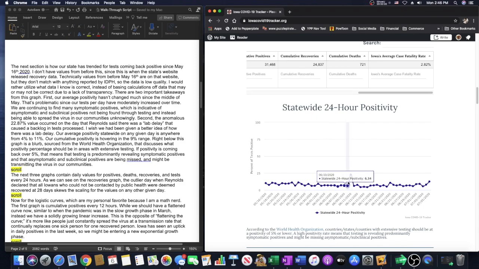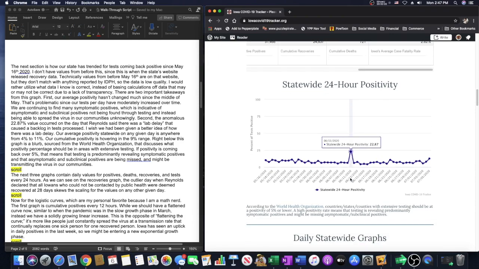Second, the anomalous 22.87% value occurred on the day that Reynolds said there was a lab delay that caused a backlog in test processing. I wish we had been given a better idea of how there was a lab delay. Our average positivity statewide on any given day is anywhere from 4% to 11%. Our cumulative positivity is hovering in the 9% range.